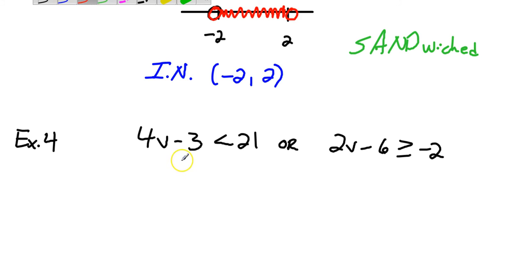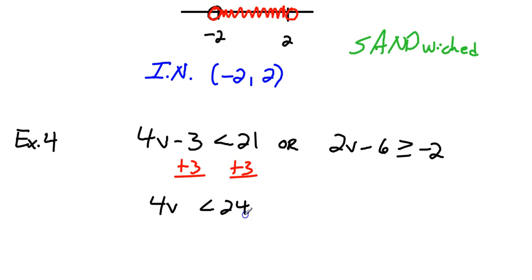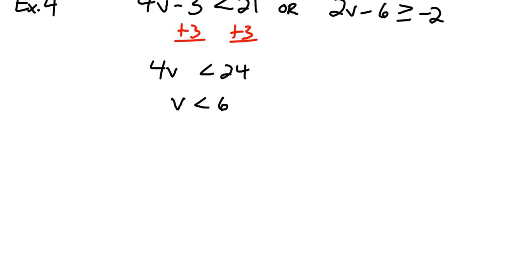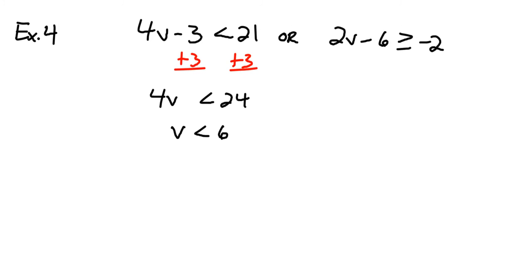Okay, so with the OR statement, first thing is we'll add 3 to both sides. We've got 4v less than 24. No negatives, so we don't have to flip any signs. Take 24 and divide it by 4, so v is less than 6. Okay, on the right side, just need to add 6 to both sides. We've got 2v greater than or equal to 4. Divide both sides by 2, so v is greater than or equal to 2.